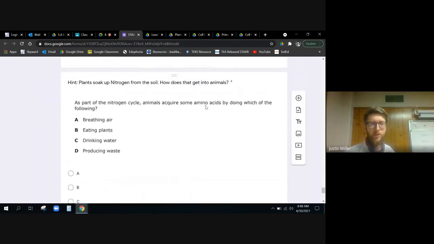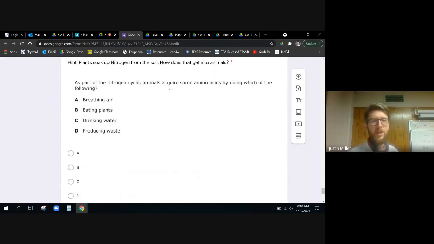All right, only two more. As part of the nitrogen cycle, animals acquire some amino acids by doing which of the following? So nitrogen, how do plants get nitrogen? I'm sorry, how do animals get nitrogen? Yes. Well, you've got to know where the nitrogen is, right? Nitrogen is in the plants. That's part of the nitrogen cycle. Remember the nitrogen cycle? Nitrogen goes in the soil, plants soak it up through the roots, and then animals eat the plants, and that's how animals get the nitrogen. And then animals poop, and they poop out nitrogen, and they pee out nitrogen, and it goes back, right?